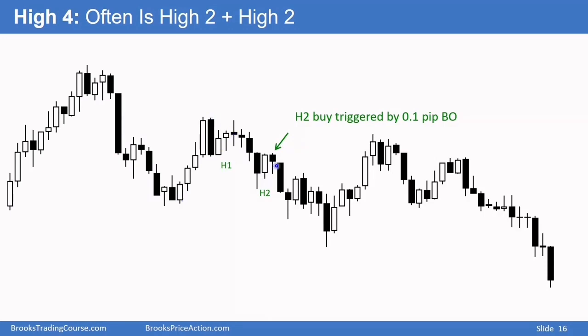Here we have a bull breakout, a high 1, and then a high 2 attempt. This is actually a Forex chart, and this bear bar actually went 1/10 of a pip above that bull bar, enough to trigger a high 2 buy. And then we had a bear breakout and a follow through, so a high 3 and then high 4. This could have been a high 3, but it did not trigger.